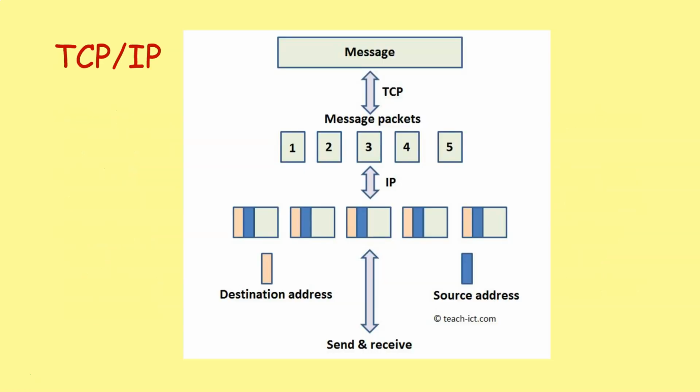If we look at the whole TCP/IP system, we can see that we start with some data, a message. That comes from an application. That then is divided up by TCP into small packets. These all have error checking information and sequence numbers. Then it gets passed down to the Internet Protocol, and the Internet Protocol adds those source and destination addresses.